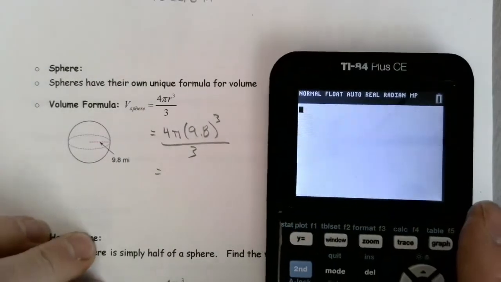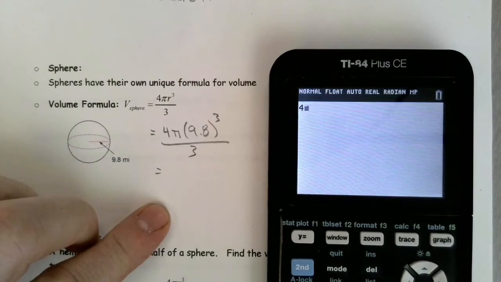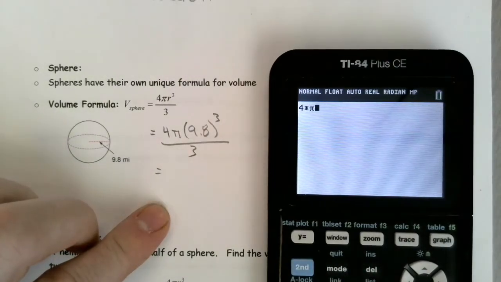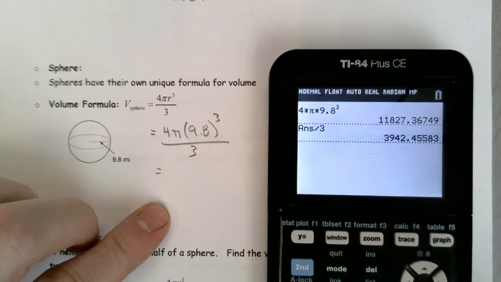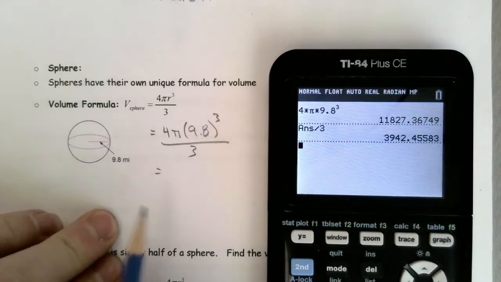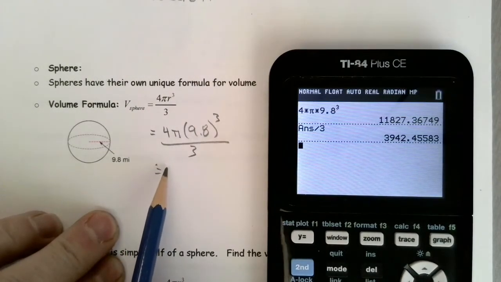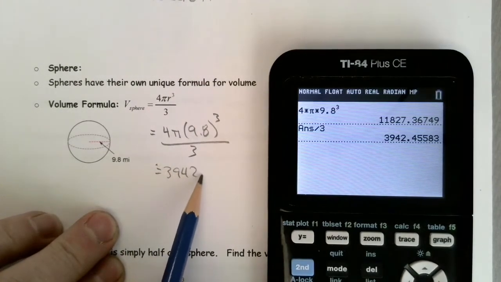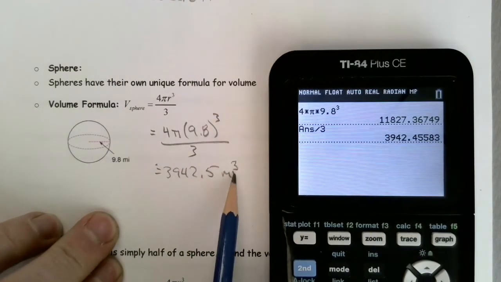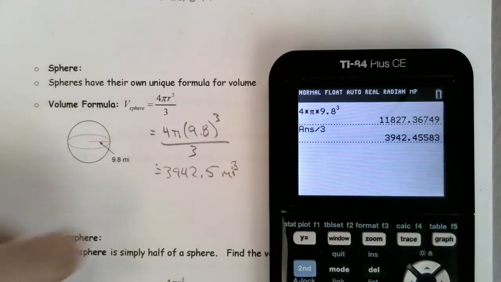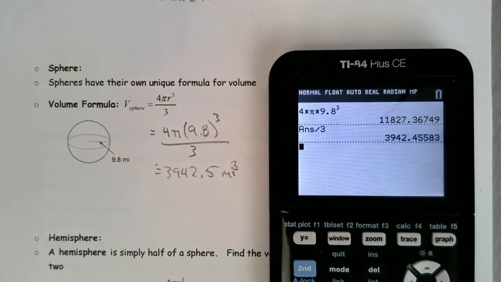And then we go to the calculator. So 4 times pi times 9.8 cubed. Okay, and then we'll divide that by 3. And we're getting kind of a crazy decimal here, but that's because of the pi that's in there. So now this will become approximately 3,942.5 miles, whoops, I should say miles cubed. So if I put an m there all by itself, it looks like a meter, and I don't want that. I want that to be miles. And there you go.